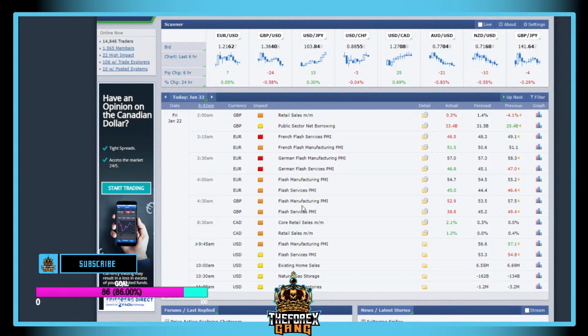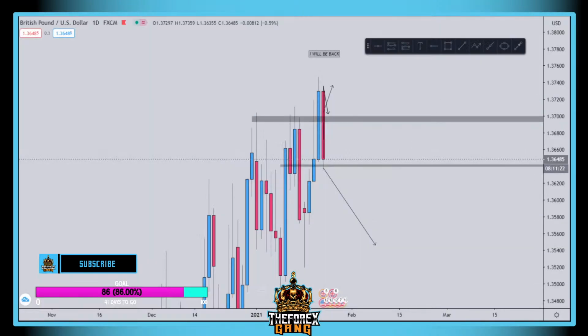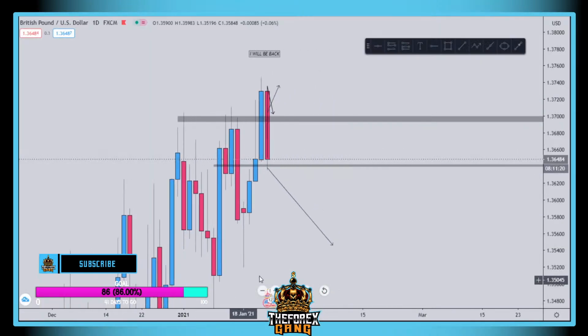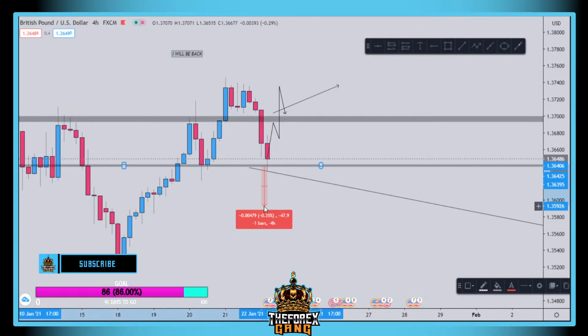So today we have flash manufacturing PMI. Usually when we have that flash manufacturing PMI, it goes really far. It goes 50 pips, 60 pips, sometimes 100 pips at 9:45. Looking here, I don't think there's enough range probably to go down that much, like 100 pips or 50 pips. No, it's like 25 pips.